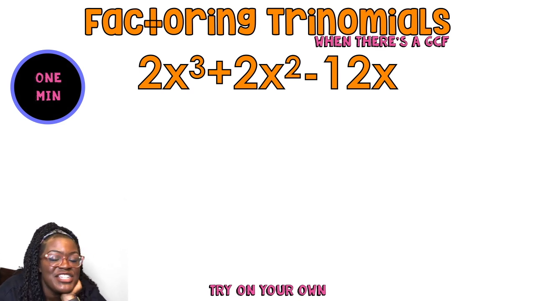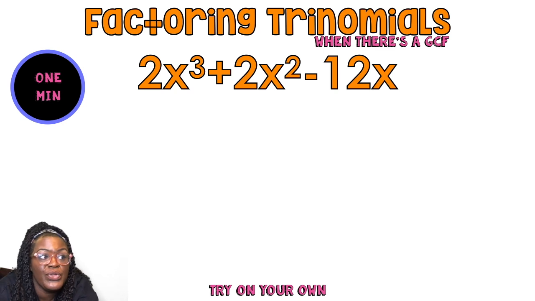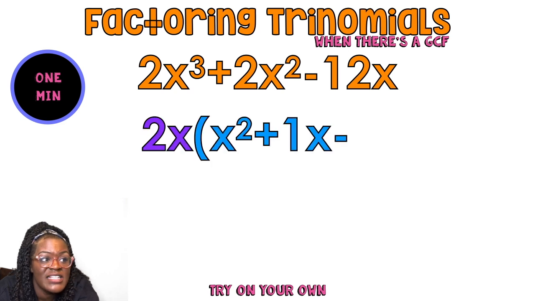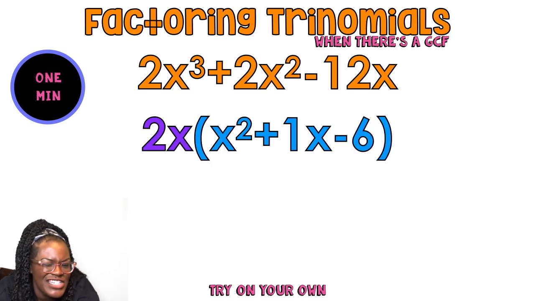So in this case, my GCF is both. I have a number, 2. 2 is in common with 2, 2, and 12. And x cubed, x squared, and x all have an x in common. So 2x is my GCF. Did you just say 2? Shame on you. Okay, so I have x squared plus 1x minus 6.